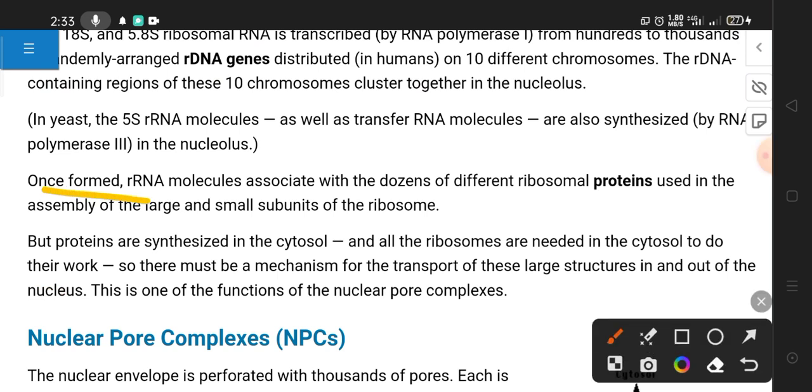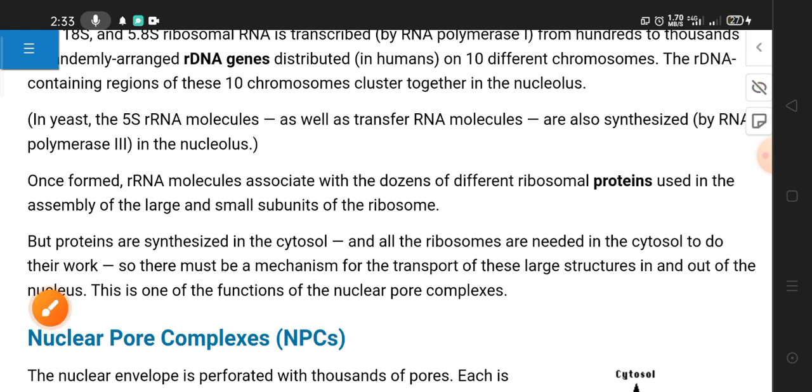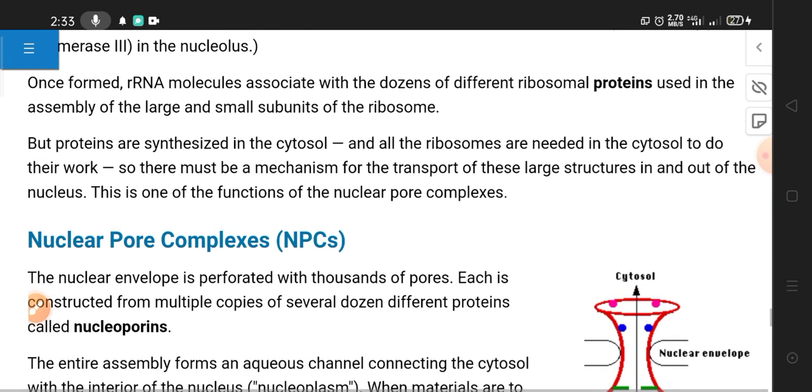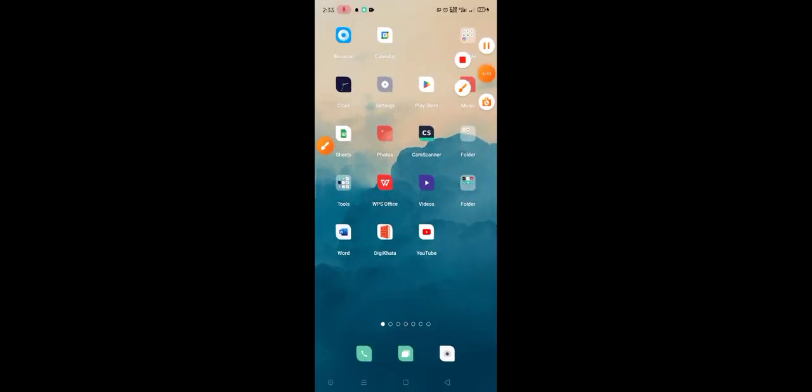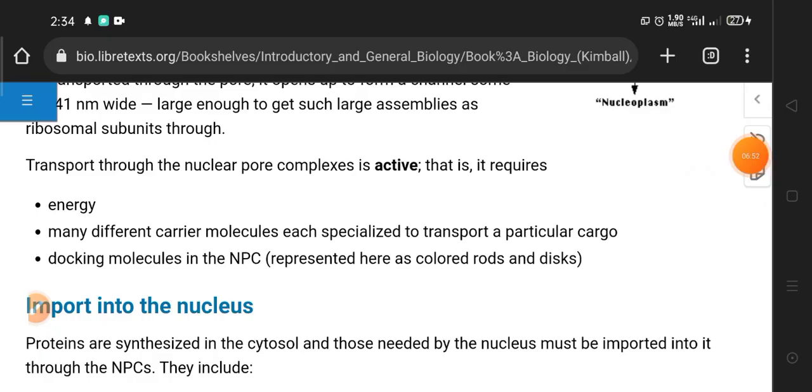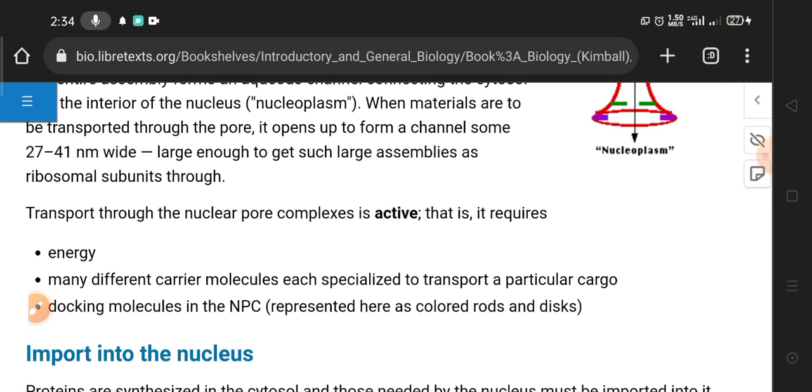Once formed, ribosomal RNA molecules associate with the dozens of different ribosomal proteins used in the assembly of the large and small subunits of the ribosomes. The transport through the nuclear pore complexes is active, that is, it requires energy.